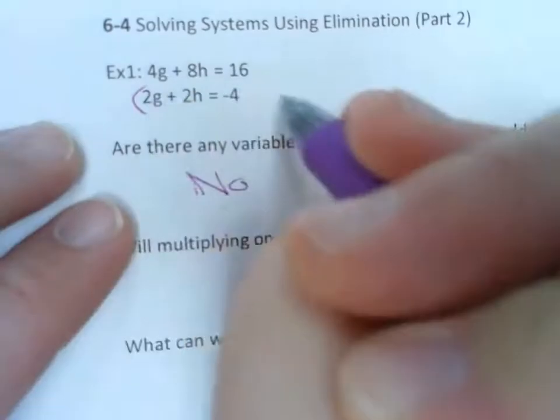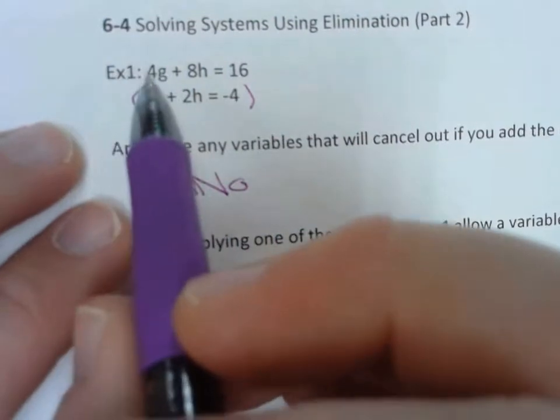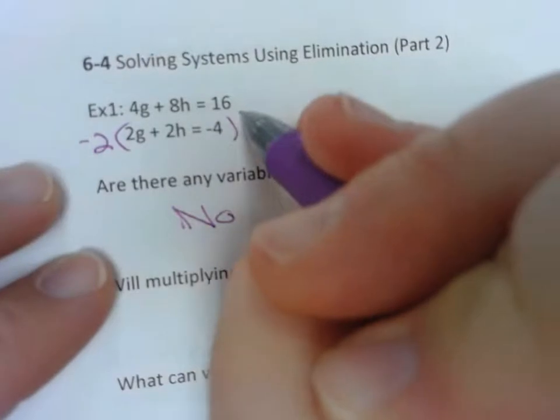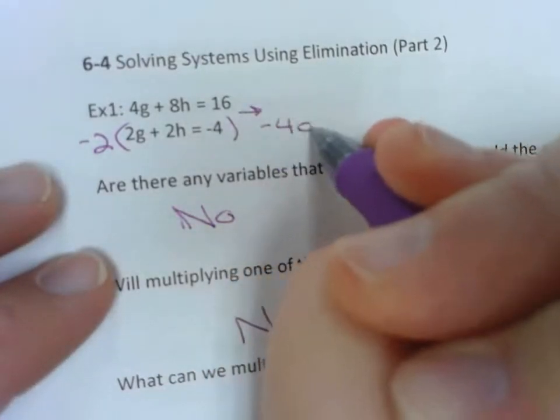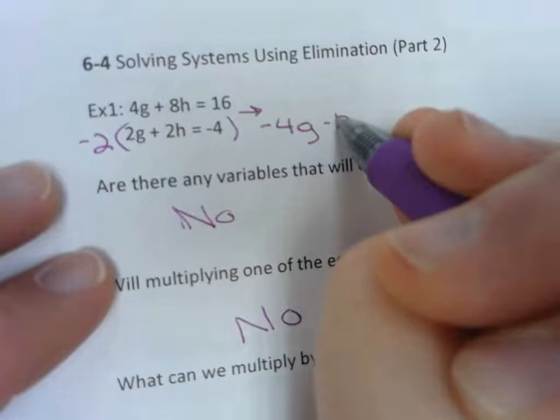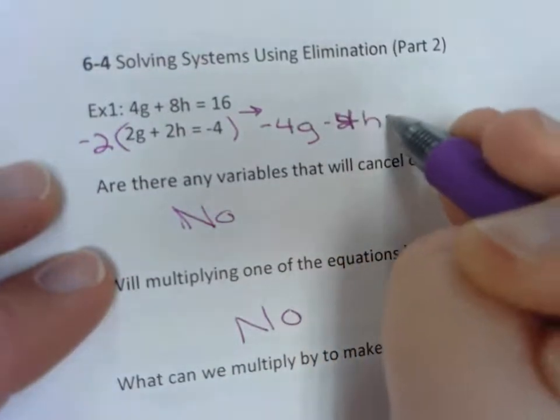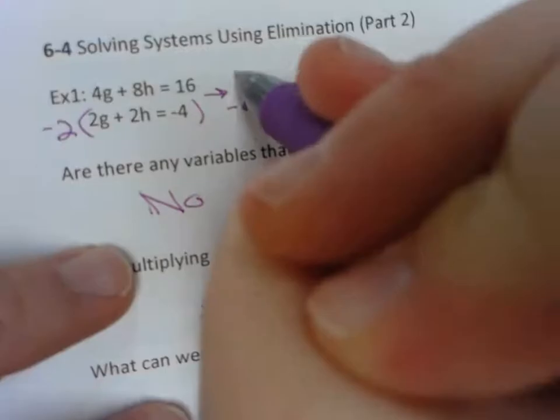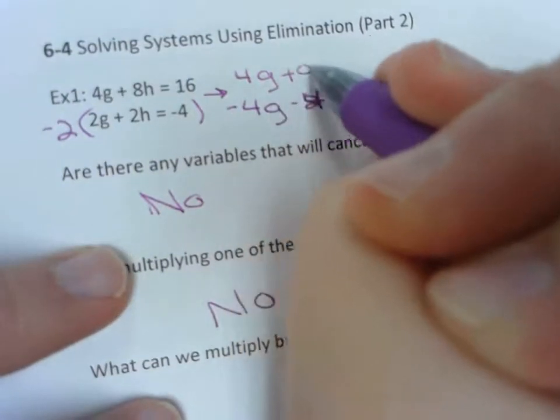I'm going to choose to cancel out the g's. Since I have a positive 4g on top, I need a -4g on the bottom. So I'm going to take my bottom equation and multiply everything by -2. So that's -4g minus 4h equals 8. I multiply everything by a -2, so distribute the -2: -4g minus 4h equals a positive 8. My top equation I did nothing with. It stays the same.